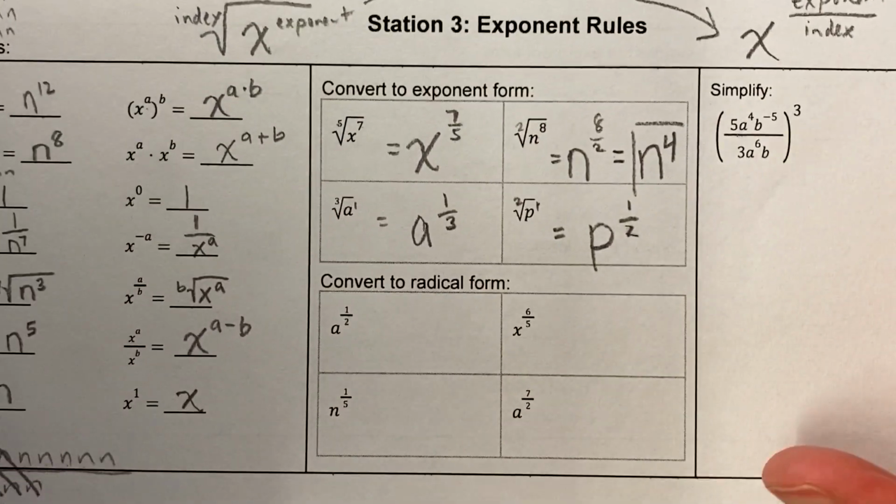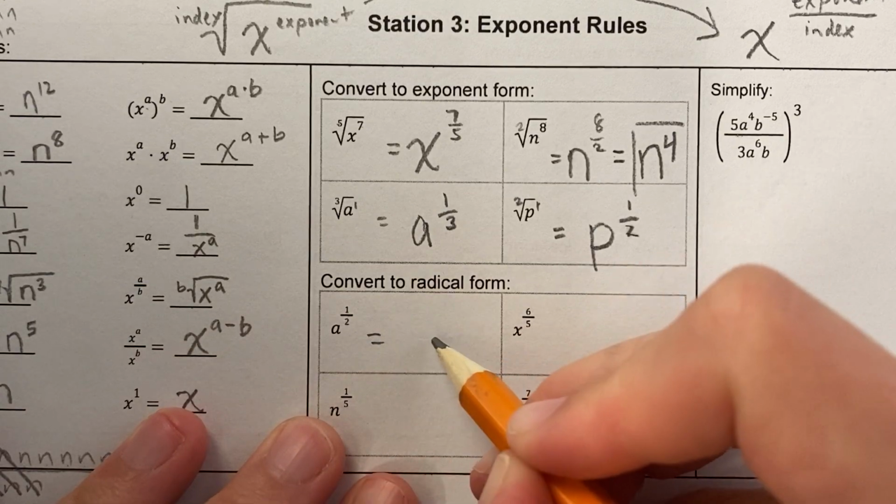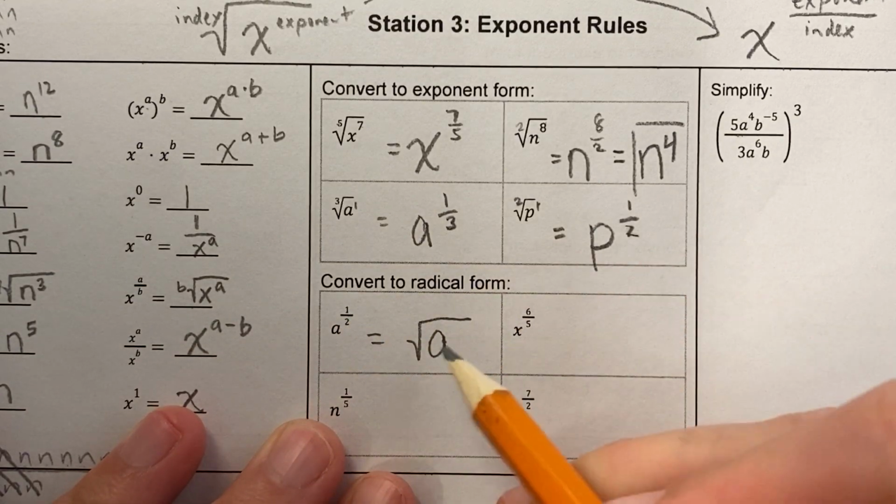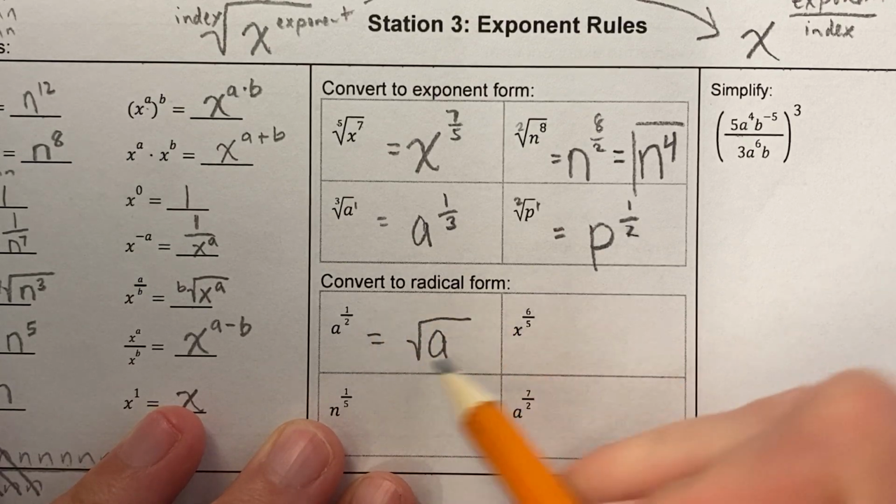Okay, let's take a look at the radical form. We're just going to go the other way. So here I'm going to write a. And I'm going to write the exponent. Oh, I don't write a 1. I look silly when I write it. And I also don't write a 2. So this is just the square root of a.